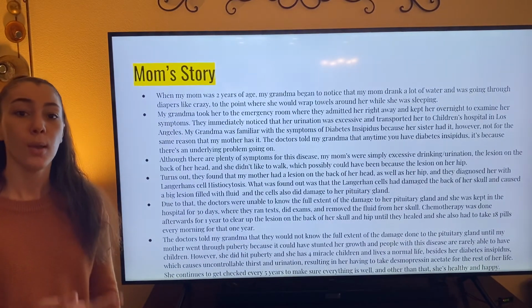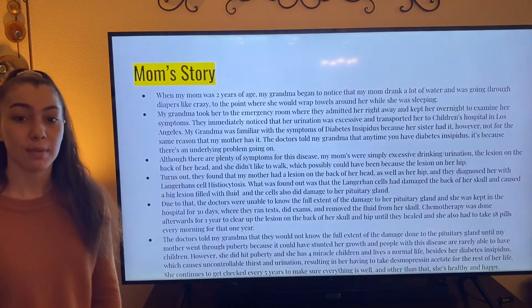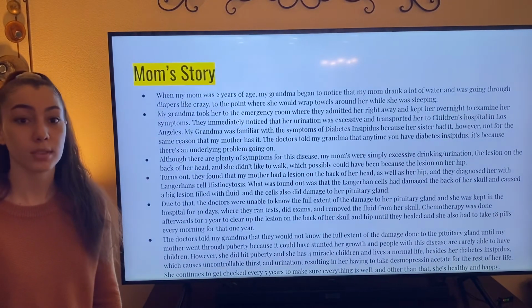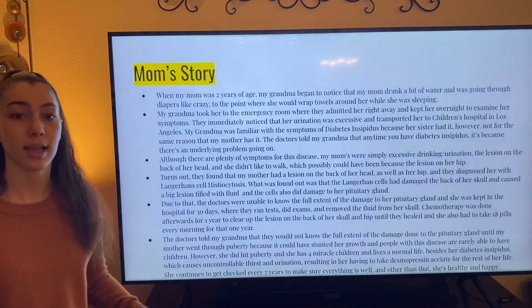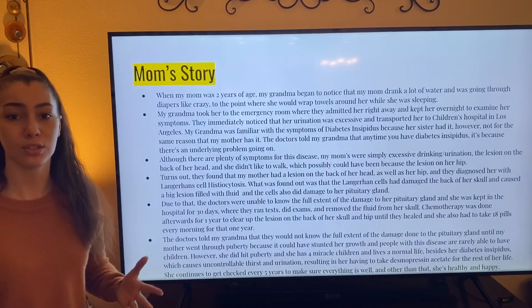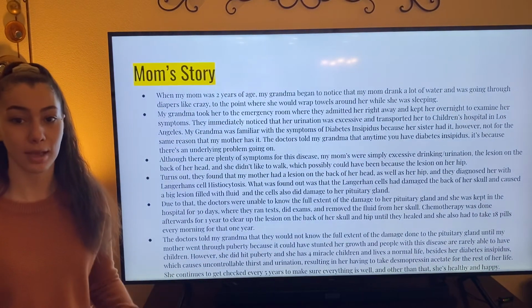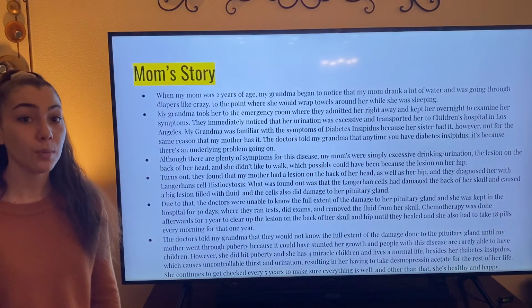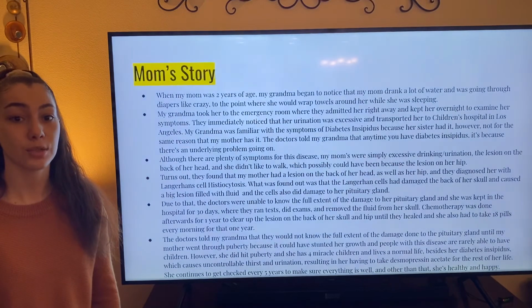So, when my mom was 2 years of age, my grandma began to notice that my mom drank a lot of water and was going through diapers like crazy, to the point where she would have to wrap towels around her when she was sleeping so that she wouldn't pee all over the bed. My grandma took her to the emergency room, where they admitted her right away and kept her overnight to examine her symptoms.